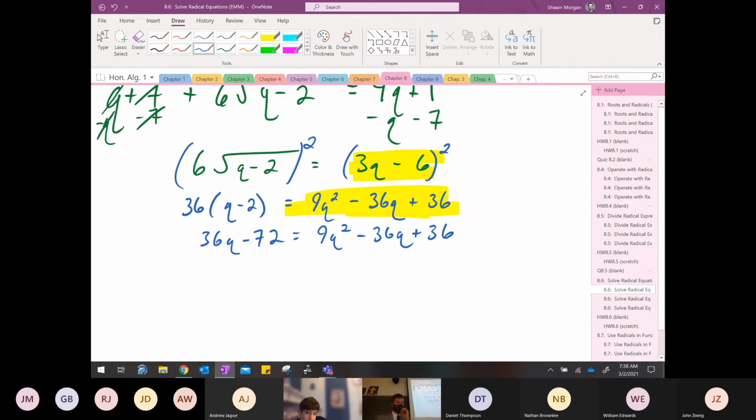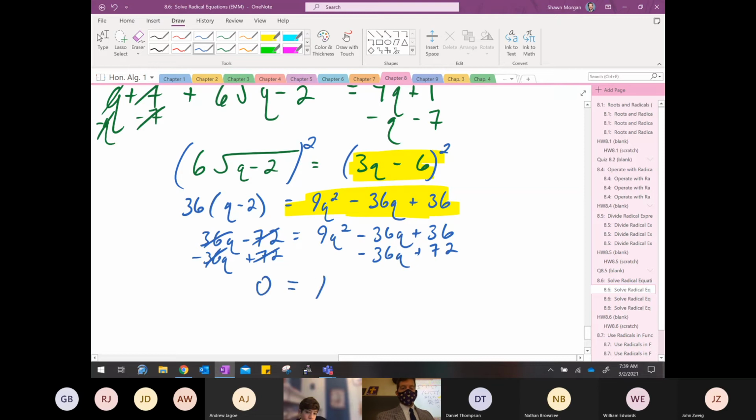Yes, absolutely. To make the numbers nicer, you could divide by... I'm probably going to do that in just a second once I combine like terms. Subtract 36q, and add 72. Oops. And so we've got 0 equals 9q squared minus 72q plus 108. Right? And then as Jake just mentioned, we can divide everything by 9.